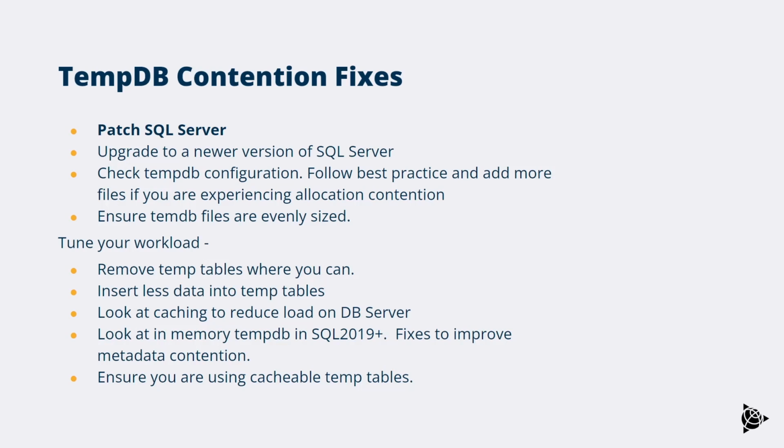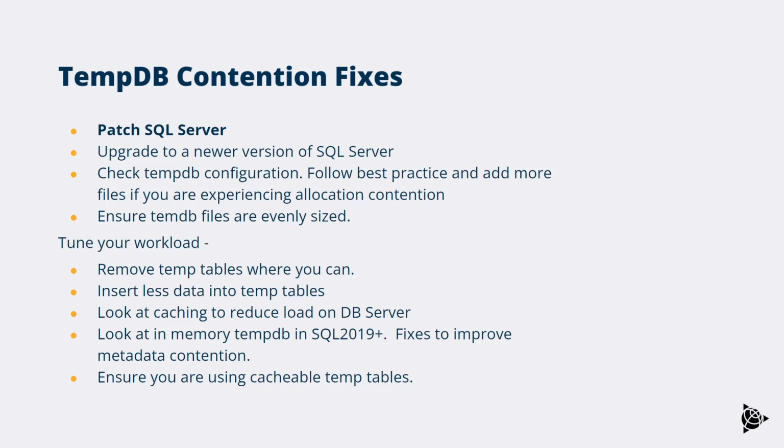We can also look at tuning our workload. We can remove temp tables in places where we can, particularly where we're inserting lots of data into the temp tables, or if we're creating temp tables frequently. We can look to insert less data into temporary tables. We could look at caching to reduce the load on the DB server. If we've got SQL Server 2019, we could look at in-memory TEMPDB, which is to fix metadata contention.